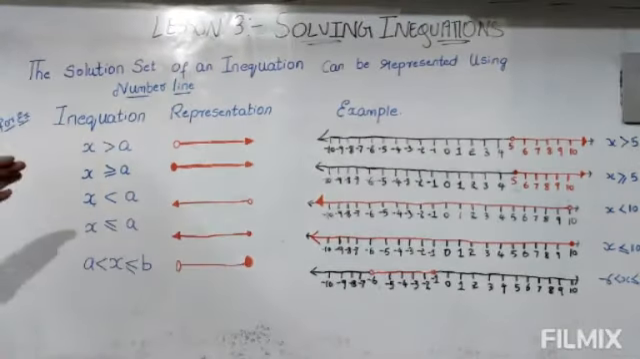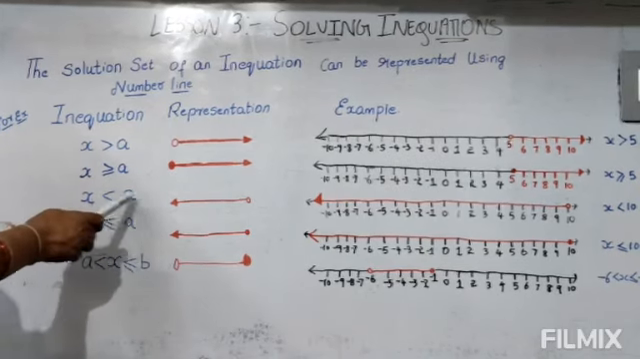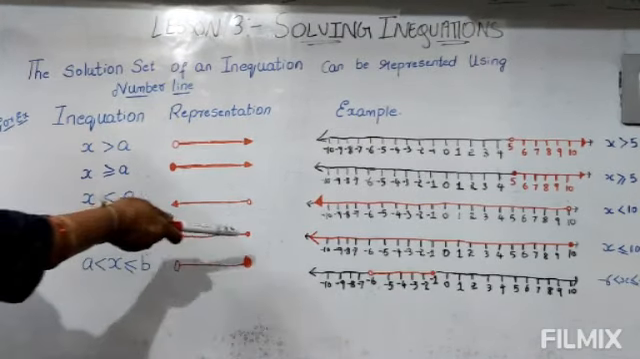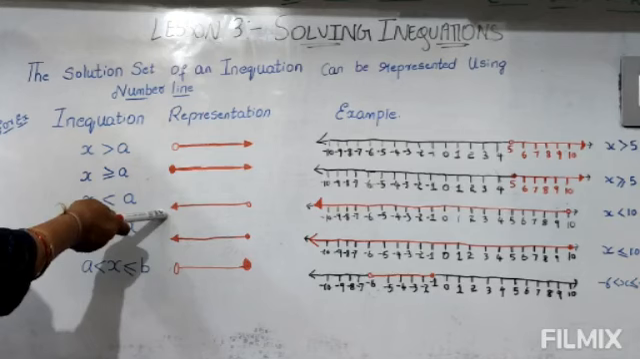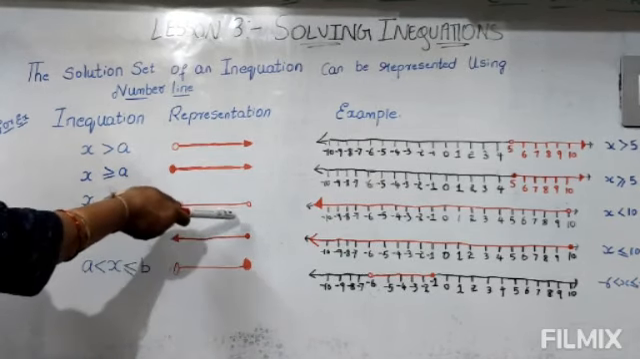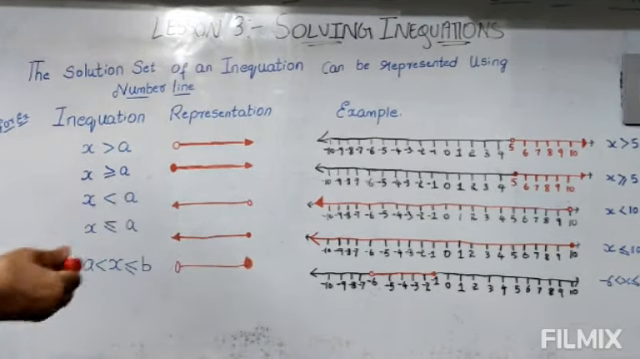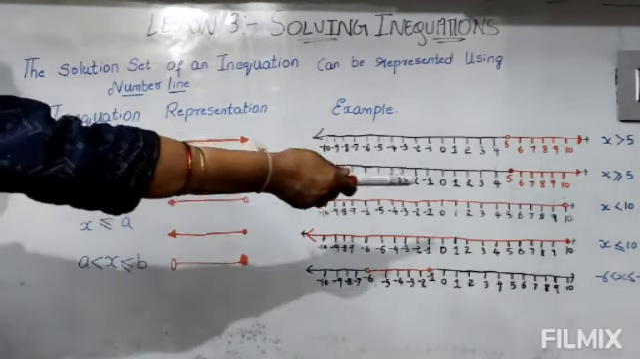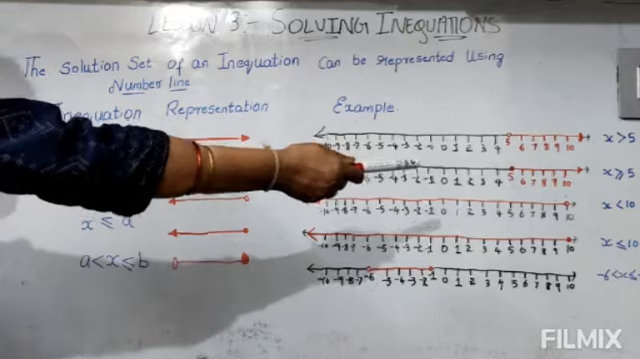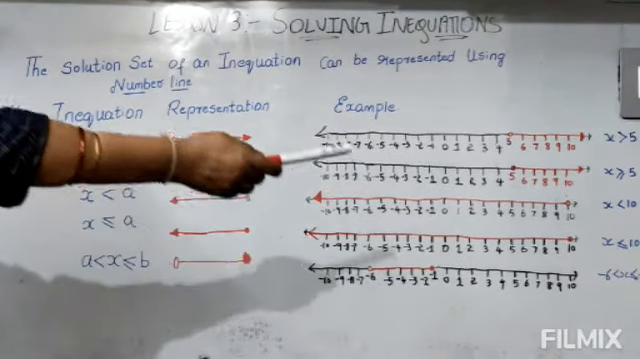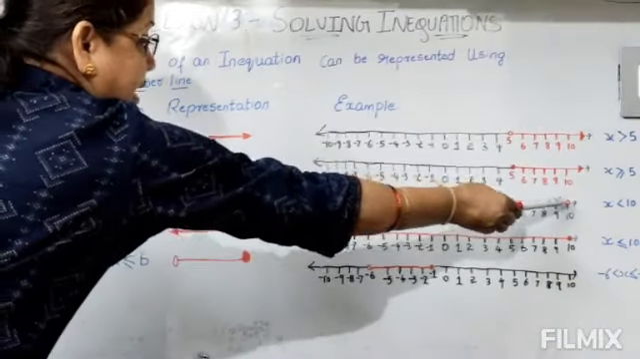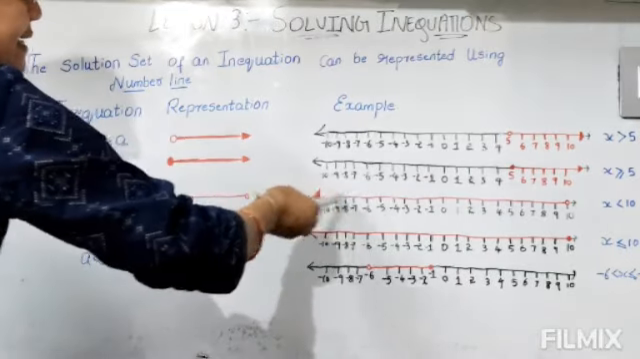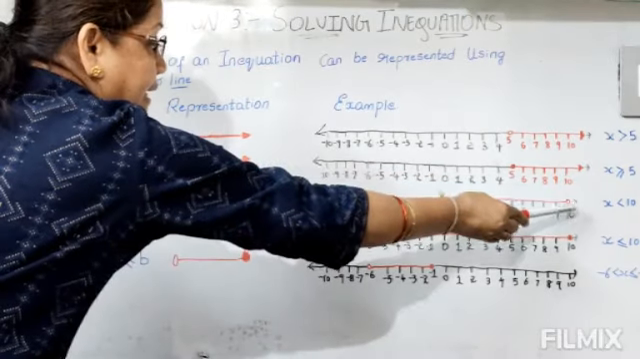Understood? So, x is less than a. Can you see the direction of this arrow or this ray? It is pointing towards the left-hand side. Look at the example: x is less than 10 means from 10 this ray comes like this, and it is a hollow circle here.